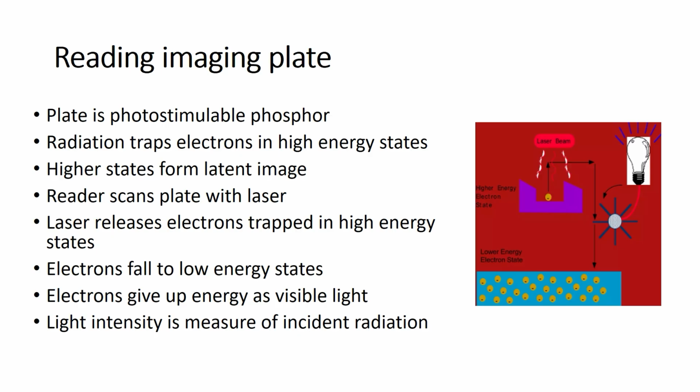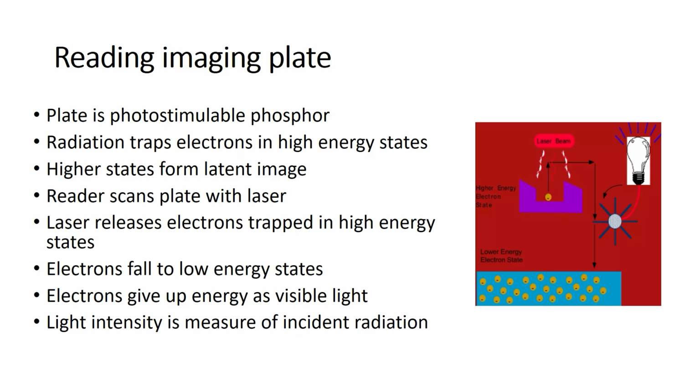Let us discuss the reading of the imaging plate. The plate has photostimulable phosphor. When it interacts with the X-ray radiation, the X-ray radiation traps electrons in a high energy state. Then the higher state of the electrons forms a latent image.